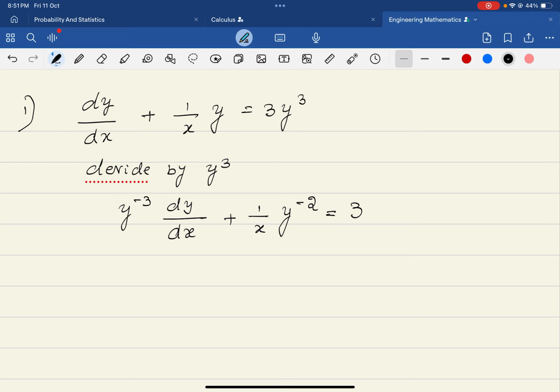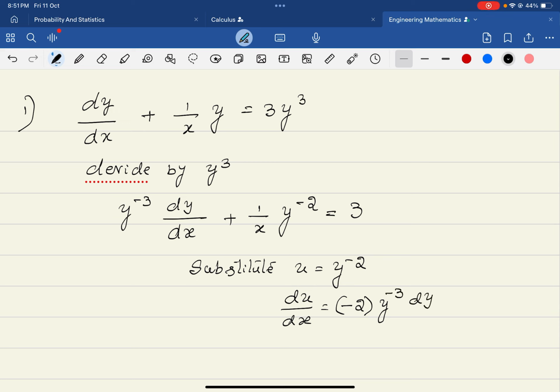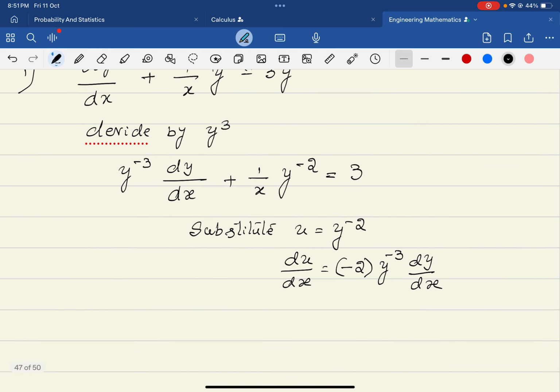Okay. So now let us substitute. Now what is the substitution here? Substitute u is equal to y power minus 2. So what is the derivative of u? du by dx is given by minus 2 times y power minus 2 minus 1, which is y power minus 3 dy by dx. So you observe here, y power minus 3 dy by dx can be replaced here. Y power minus 2 can be replaced as u.